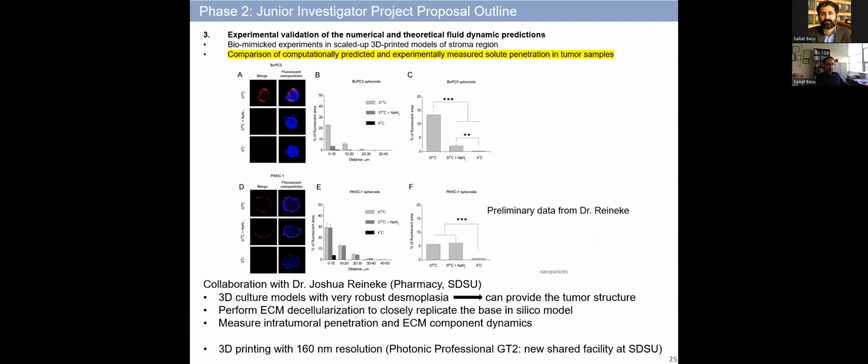This would involve a more realistic validation of our modeling approach. For this, I will collaborate with Dr. Joshua Reineck at the SDSU College of Pharmacy. He's working on 3D culture cell models and can provide us with a tumor structure wherein we can simulate the transport process. Dr. Reineck can also decellularize the ECM and make it more similar to the CFD system. The subsequent comparison of the penetration trends will provide any further corrections that we might need on the boundary conditions in the theoretical numerical model.